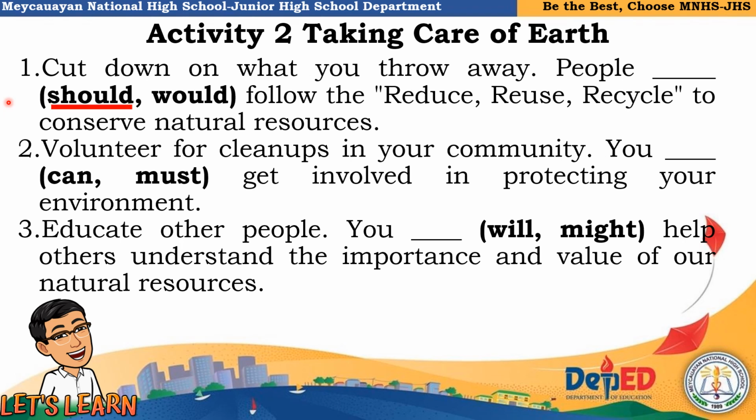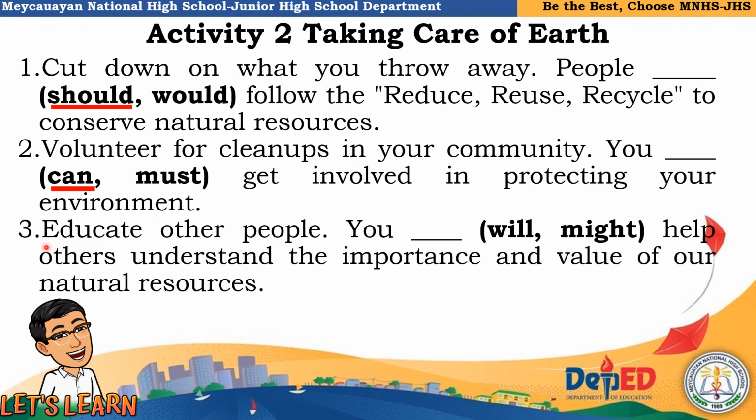Number 1 is should because it portrays advice or recommendation to follow reduce, reuse, recycle. How about number 2? Volunteer for cleanups in your community. You blank, can or must, get involved in protecting your environment. 5 seconds to answer. Number 2 is can, because it portrays ability to get involved in cleanup in your community.